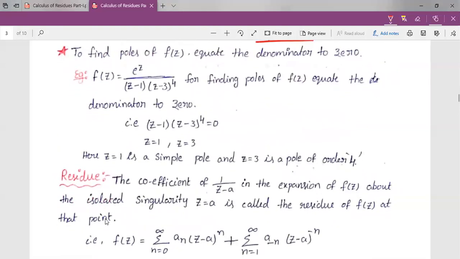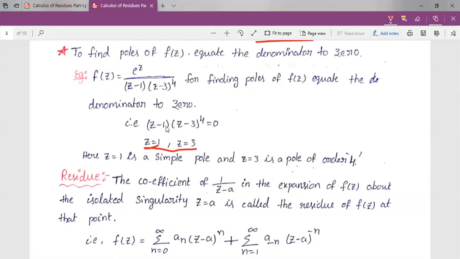f(z) = e^z / ((z − 1)(z − 3)^4). For finding the poles of f(z), we equate the denominator to 0, that is (z − 1)(z − 3)^4 = 0. From that, we get z = 1 and z = 3. So observe, z = 1 and z = 3: these two are called poles of the function.